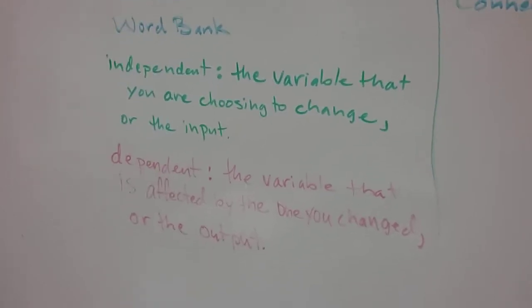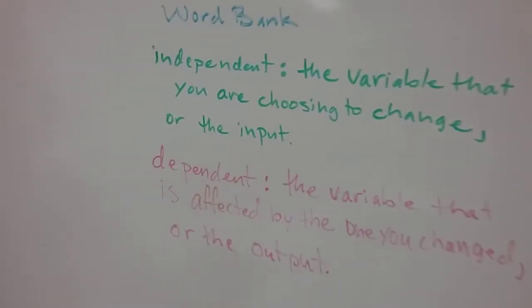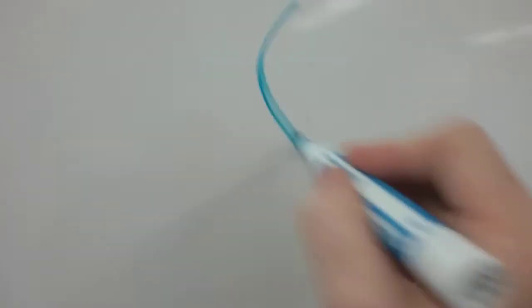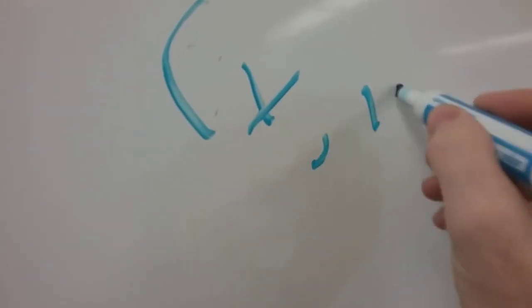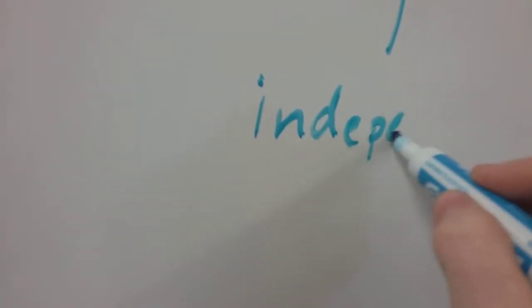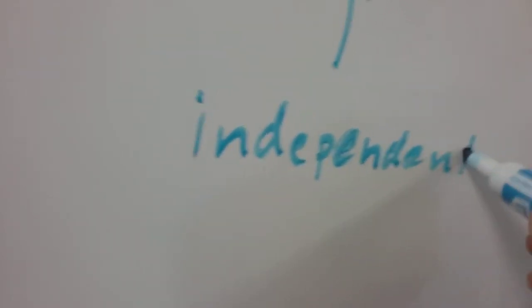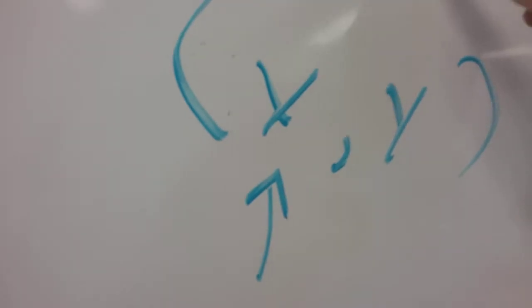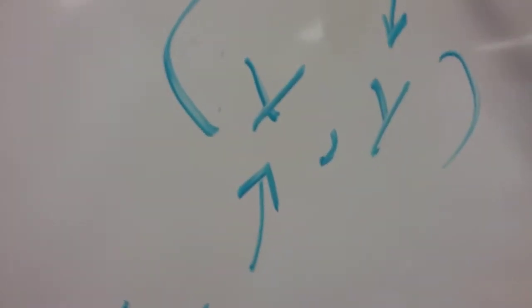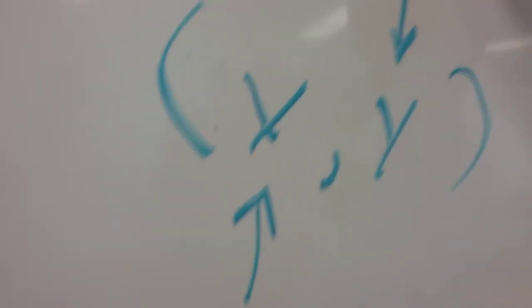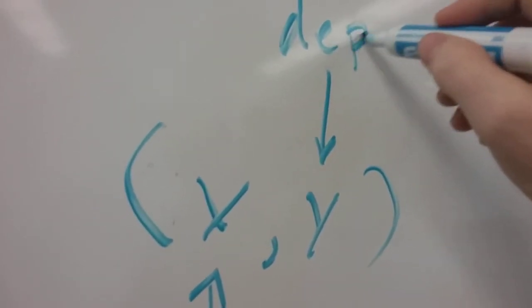Here's an example. When you are given values for x and y, x is always independent because we are putting a value into that number. Y, that's our output. This is dependent on what we put in for x.